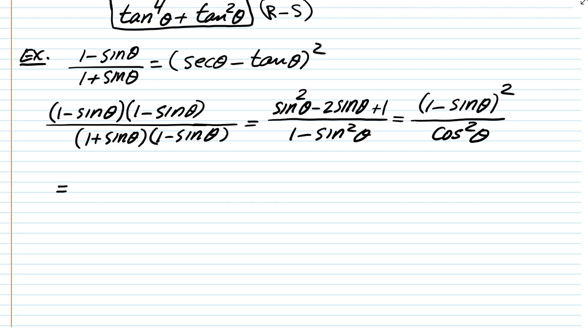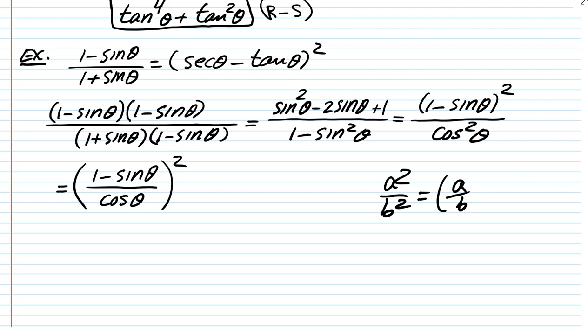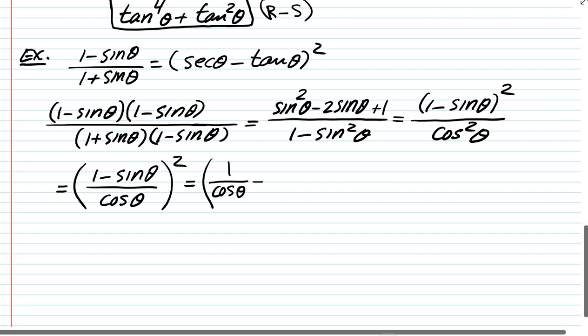Now, let's combine the right side as one expression. So I'm going to put the numerator over the denominator, the whole thing squared. So I have something like a squared over b squared, and I wrote it as a over b, squared. That's what I'm doing. Now, within parentheses, I can divide by the monomial cosine. Monomial means a single term, by a single term cosine, right?